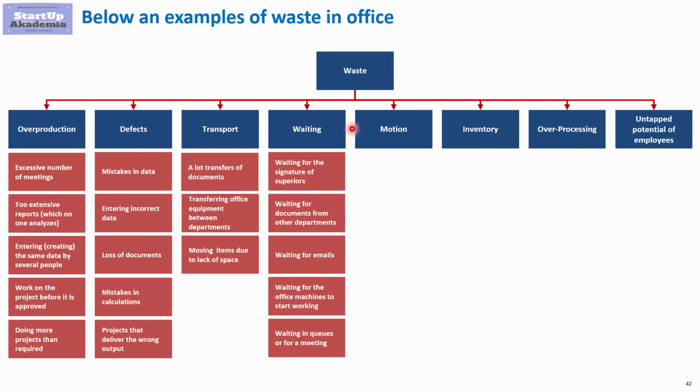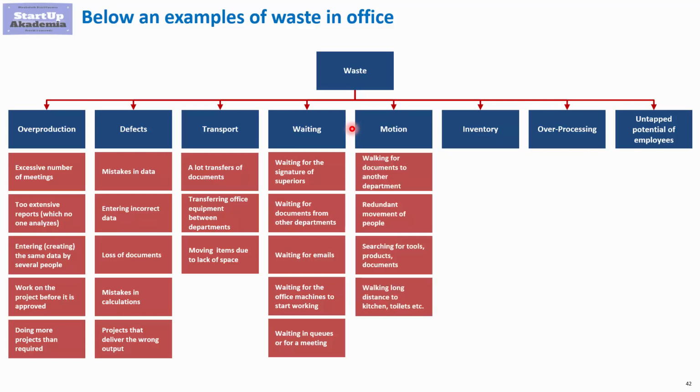Something which is not that well measured is the waste generated by motion. And here we've got usually motion of people, so walking for documents to another department, redundant movement of the people because of the way their working space is organized, searching for tools and documents, and walking long distances to the typically used places like kitchen, toilets, etc.